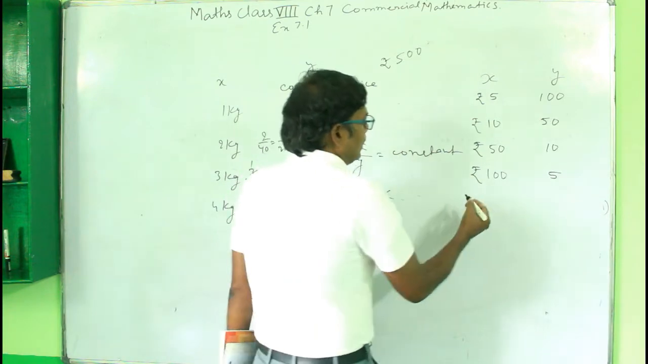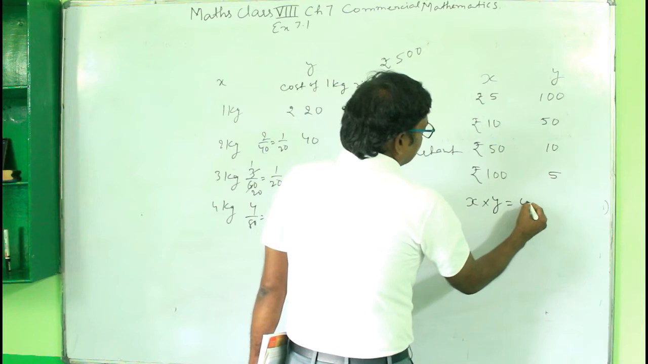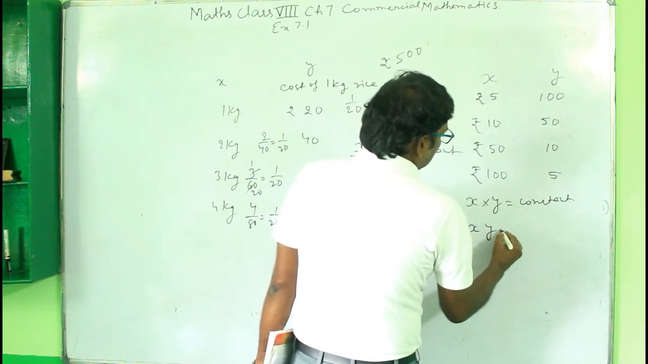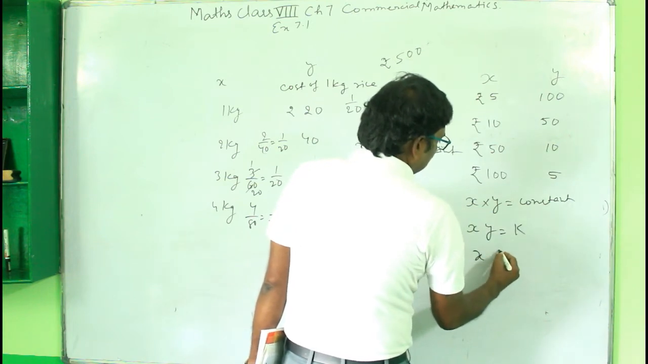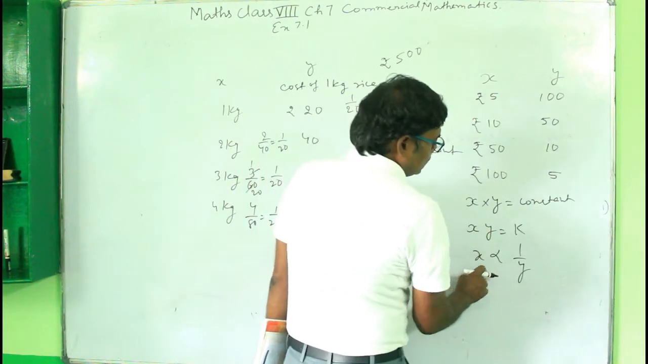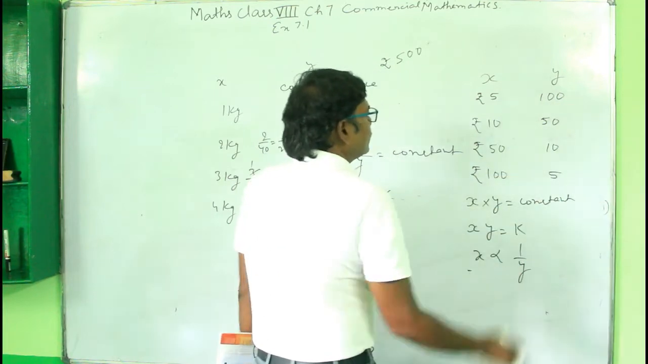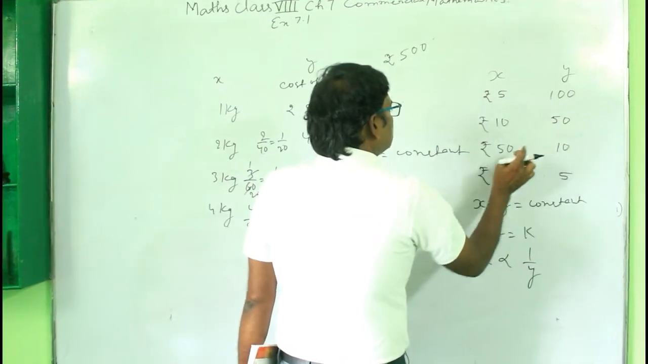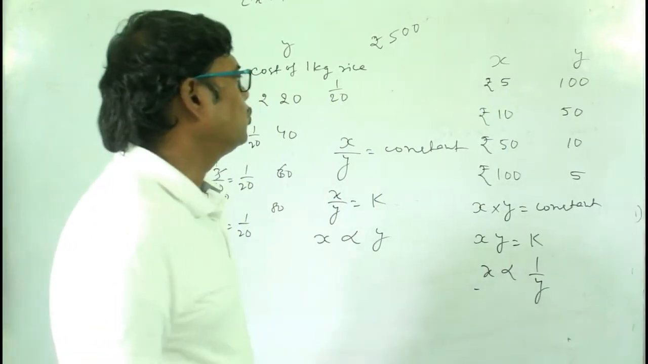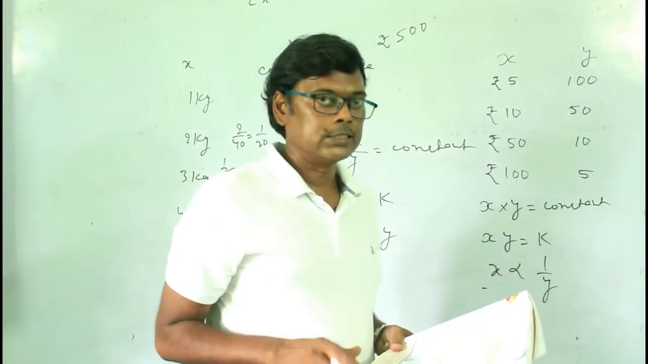Remember this. Here we have x into y equal to a constant, that is xy = k, or you can say that x varies inversely as y. This is called x varies inversely as y. And here you can see that this into this equals 500, this into this equals 500, this into this equals 500, and this into this equals 500 also. So these are the two variations we will have to understand in these two exercises.